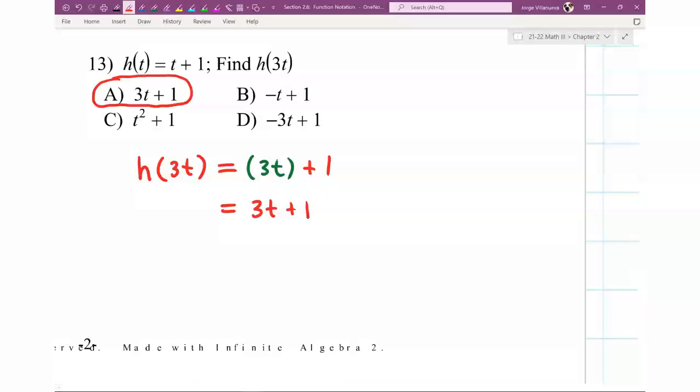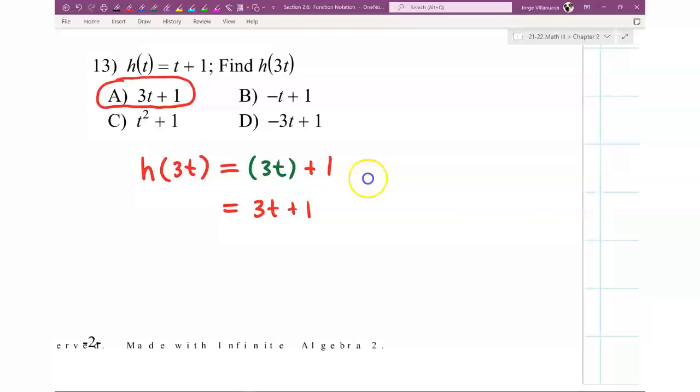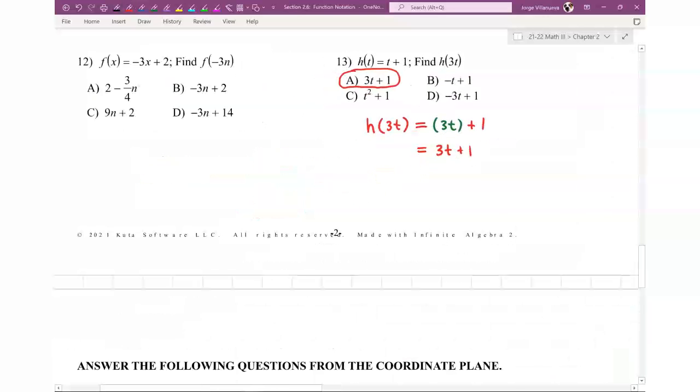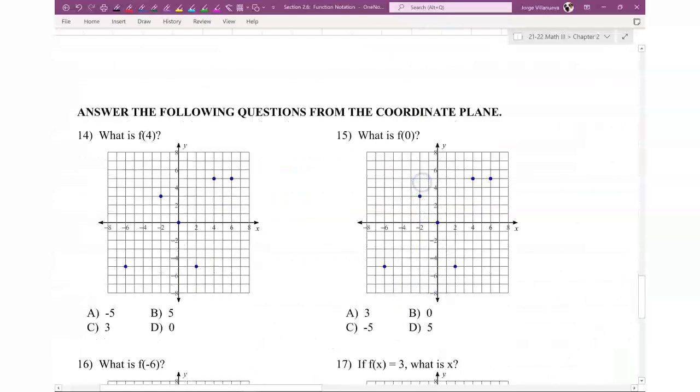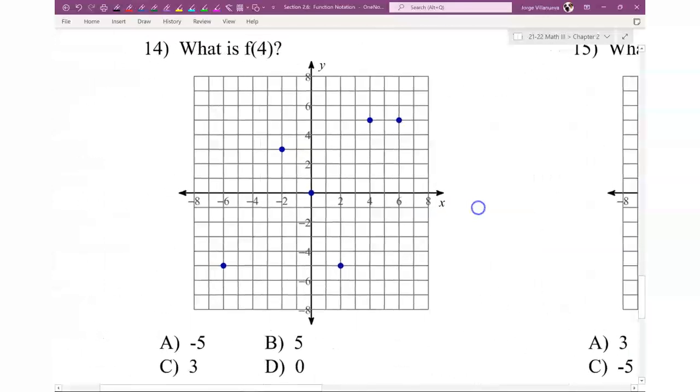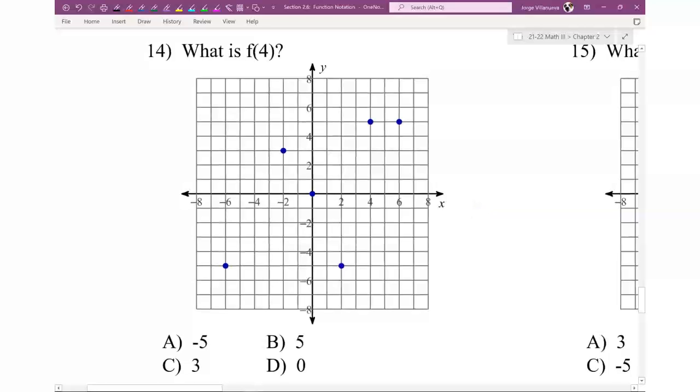Now, aside from doing this type of stuff, there are some things with graphs that you have to do. Thankfully, you don't have to worry about graphing anything, but there's some questions that they can ask you, okay? They're going to say, look at the coordinate plane that you see here. What is f of 4?